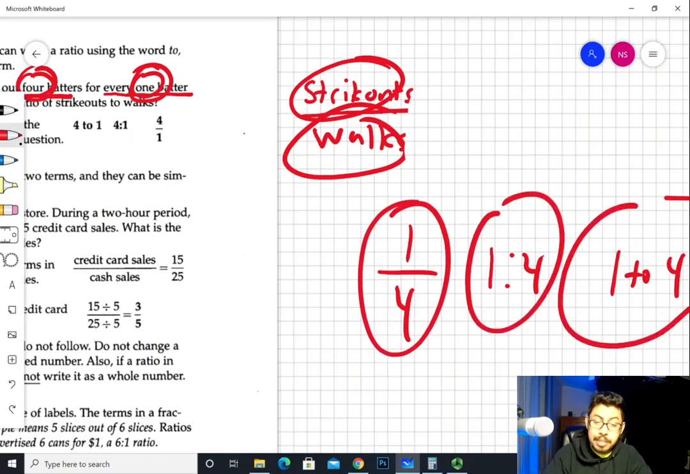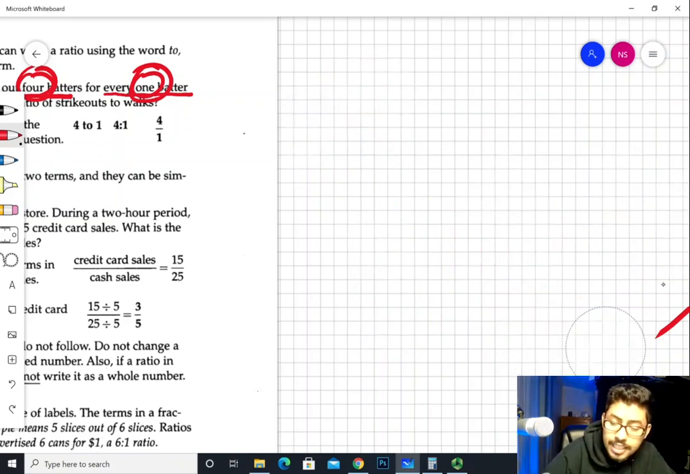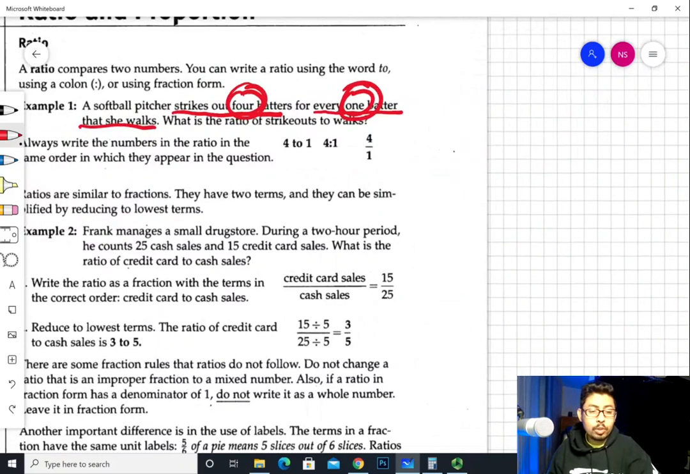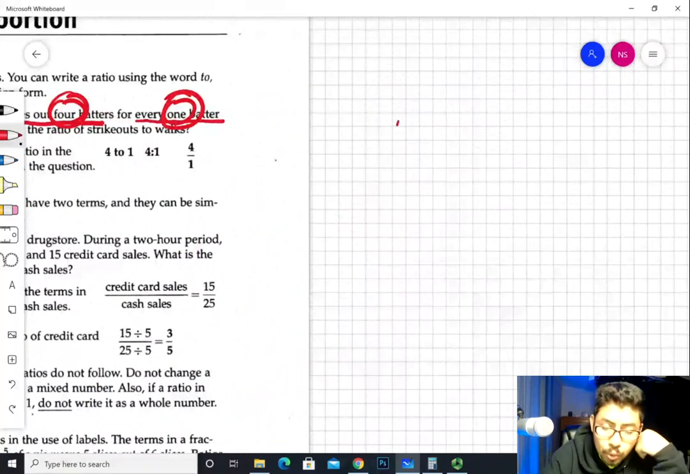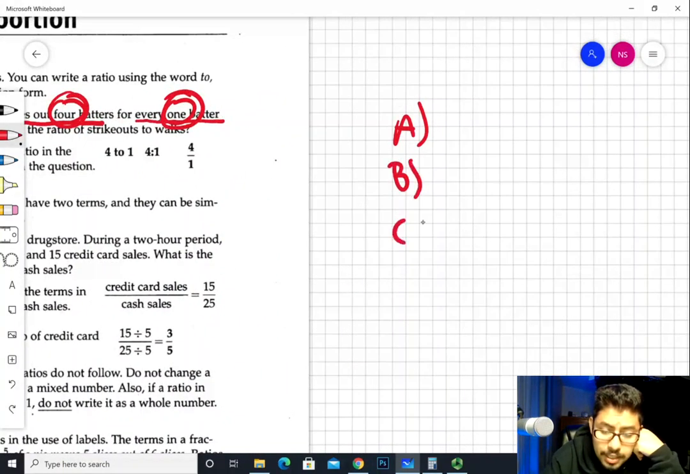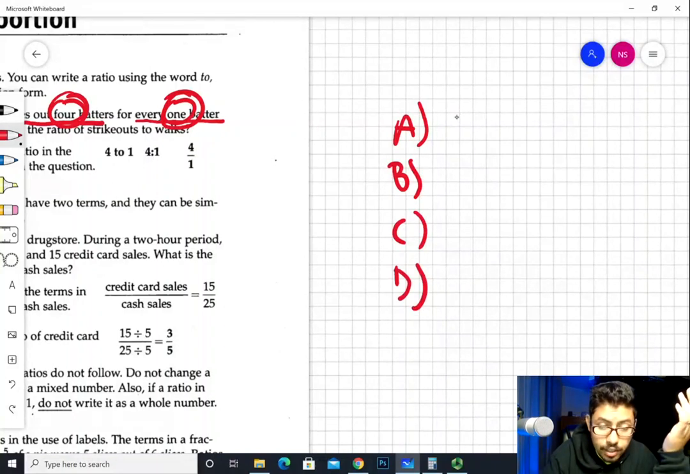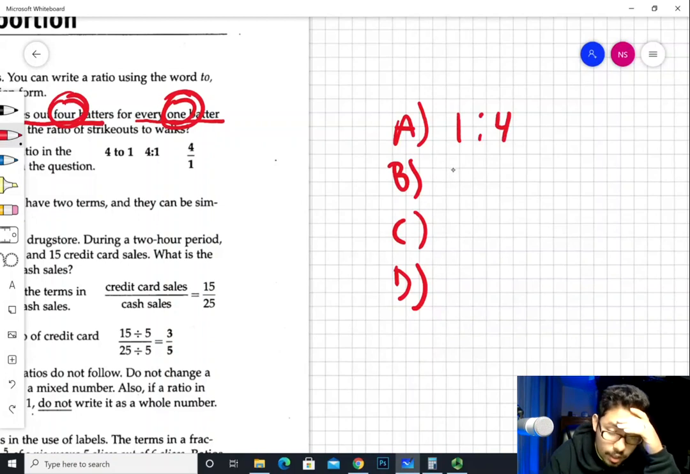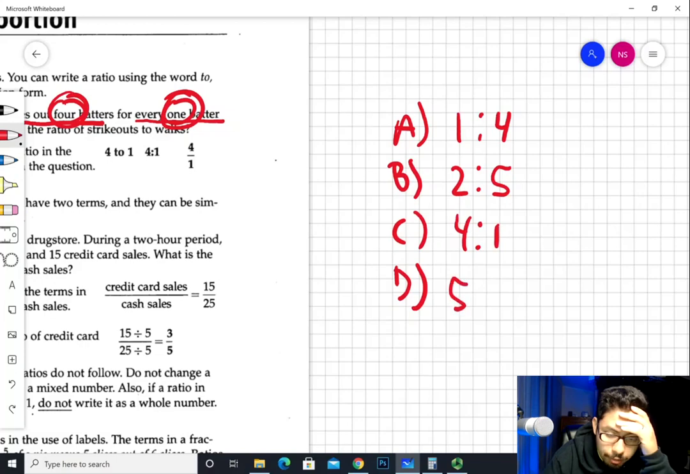You know what ratio you're giving me here in this example? You're giving me the ratio of walks to strikeouts. Yes, my friends, this matters. On the GED, for example, you're given this exact question like we just went over, the whole strikeouts to walks. And on multiple choice, option A, B, C, D, you're given the 1-4, the 2-5, the 4-1, and the 5-2.